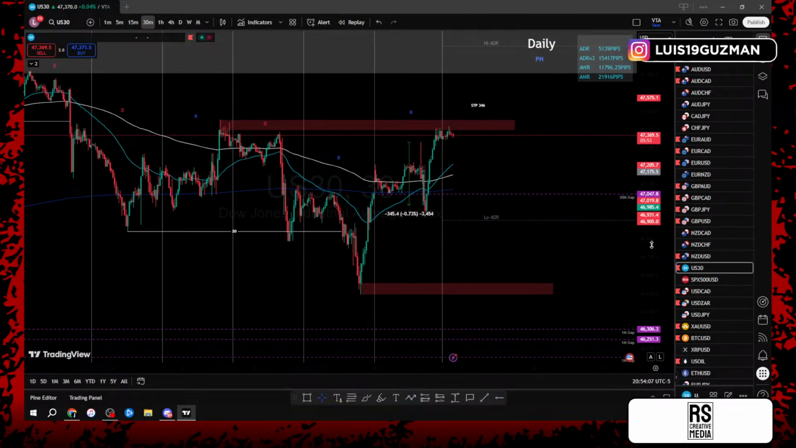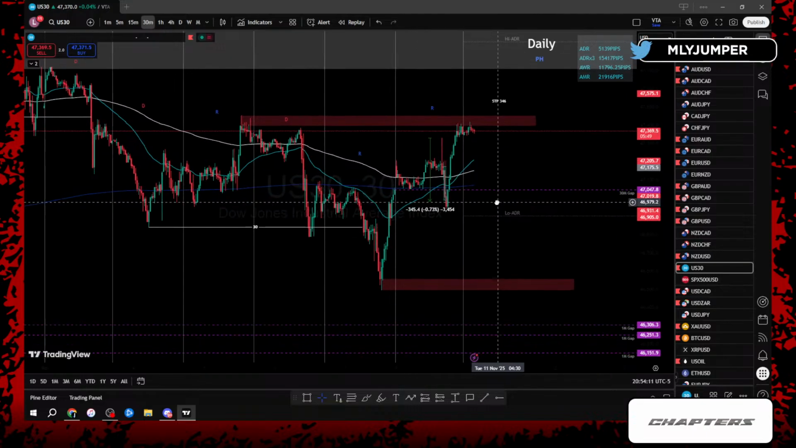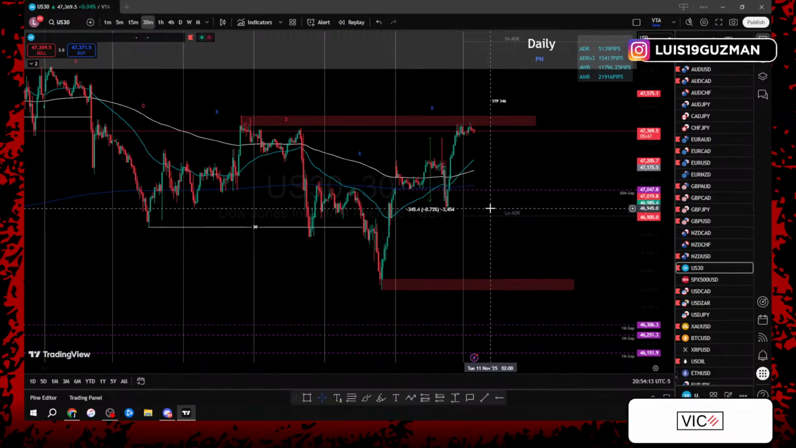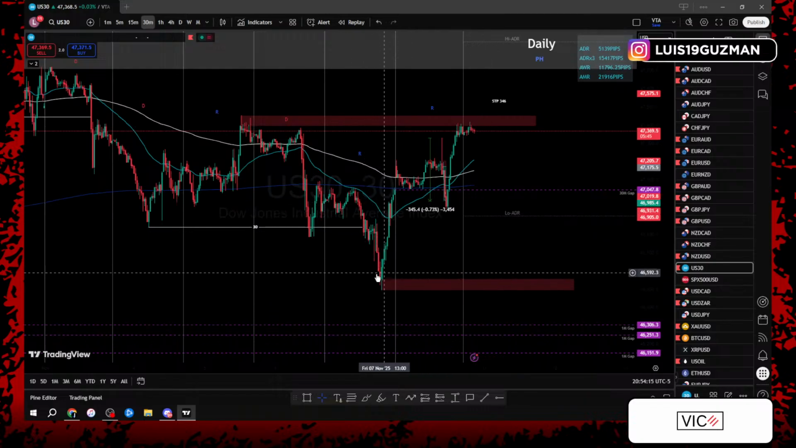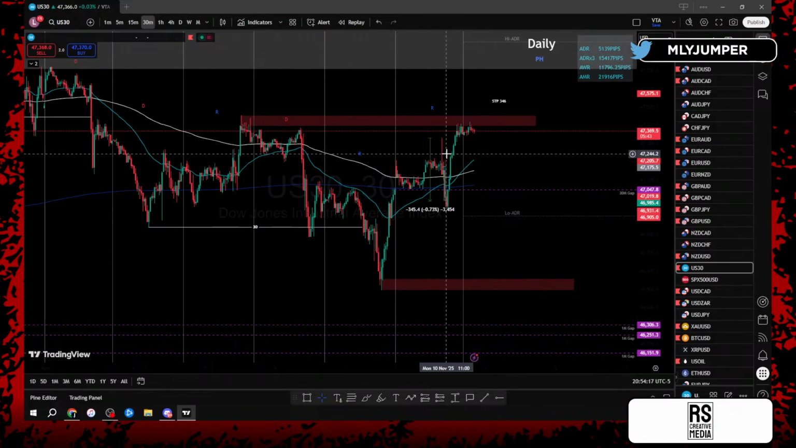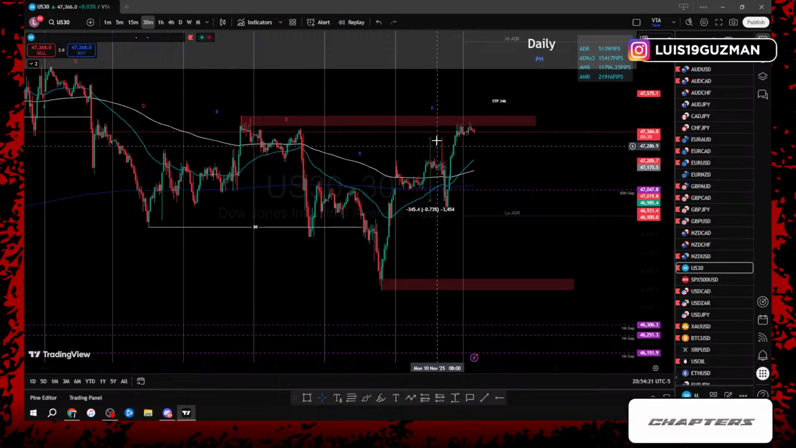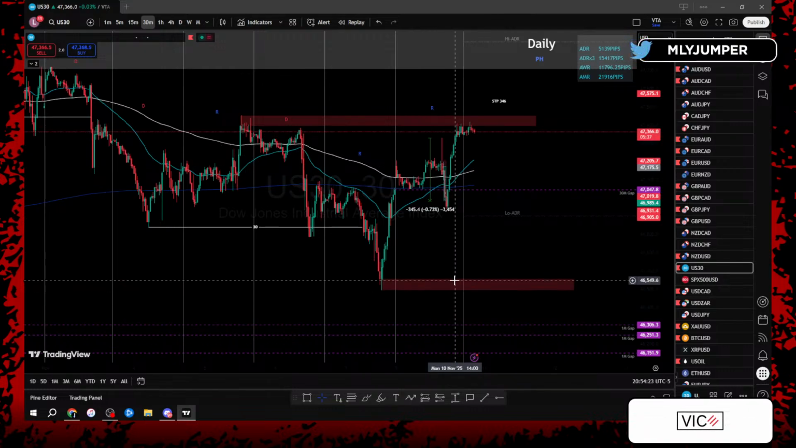Now, why was I looking for short positions in these areas? There's 2 reasons, 3 reasons. The number 1 reason, lower low, lower high. Now, does that mean that I'm going to take this trade on the lower high and I'm targeting lower lows? No. Why? Because of the second reason.